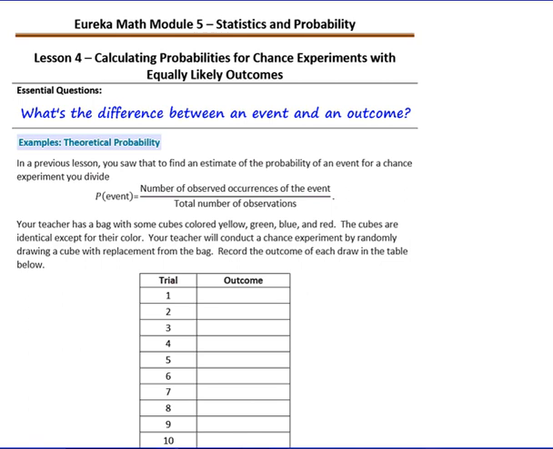Pause the video and copy the essential question. What's the difference between an event and an outcome?